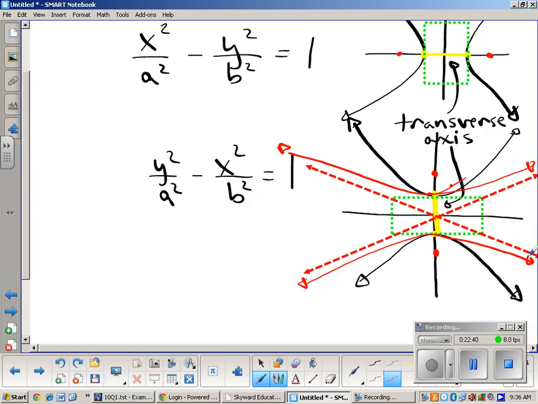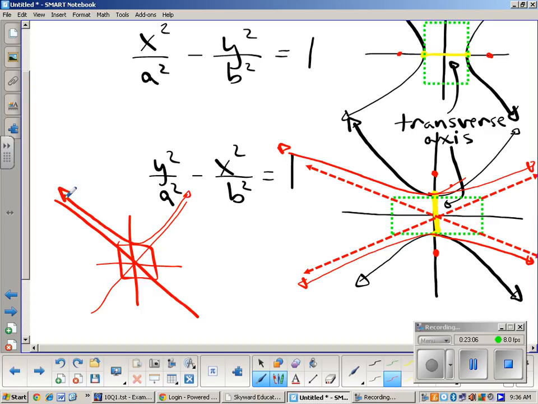Eventually they're going to get really close to 180 degrees? No, not really. My box could look different. I could start with a box that looked like this, and so my lines go like that. I wouldn't think they're approaching 180 degrees at all. They're just approaching the asymptote.